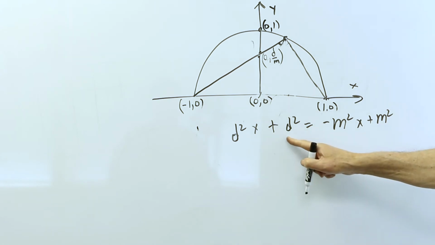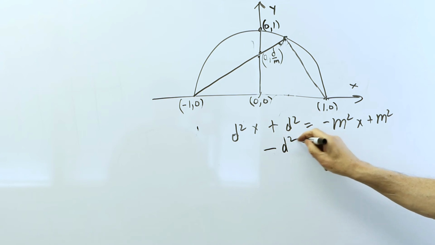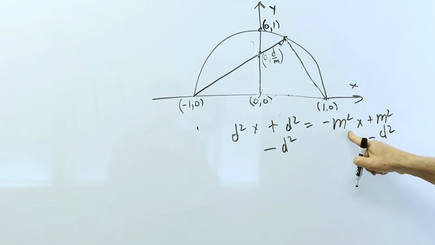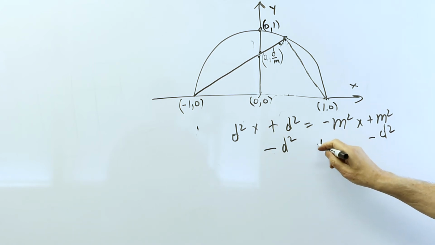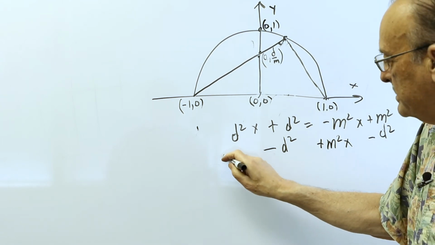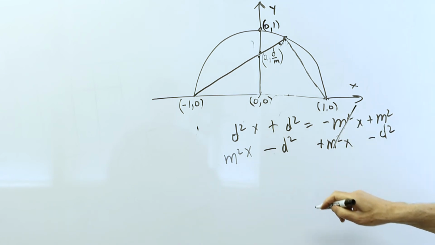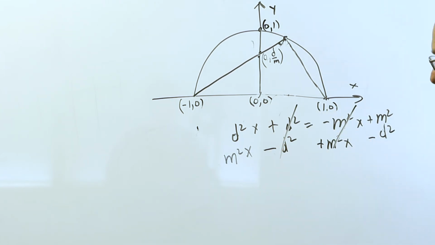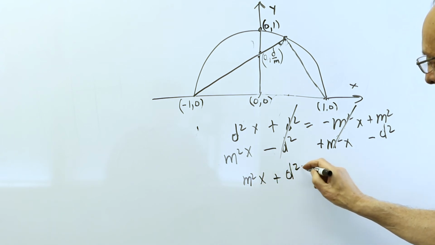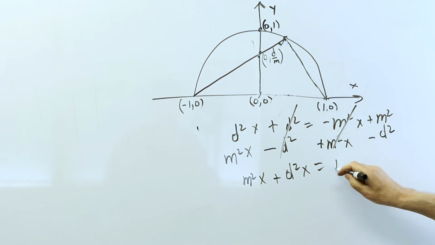So this is not an x term. We want to get rid of it from the left side of the equal sign. So we subtract d squared, and we have to do it to both sides. And we don't want an x term on the right side of the equal sign. So we cancel that. We add m squared x. We do that to both sides. So this and this cancel. So we get m squared x plus d squared x equals m squared minus d squared.